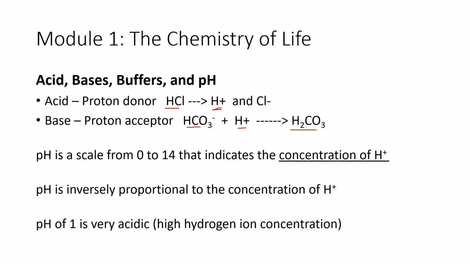That means that when there are a lot of hydrogen ions, concentration high, pH is low. When there are not many hydrogen ions present, the pH is high. So pH of 1 is very acidic, high hydrogen ion concentration.